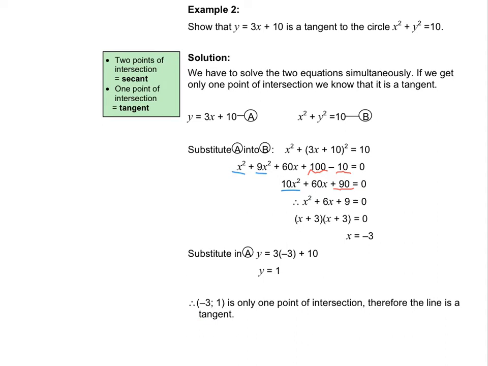Now you might wonder, why do I substitute into the first equation and not into the second equation to find y? It doesn't really matter which equation you choose. I could have taken the x equal to minus 3 and substituted into my circle equation as well, and it will give me the same solution of y equal to 1. I just chose to use the first equation because it's a simpler equation with no squares.